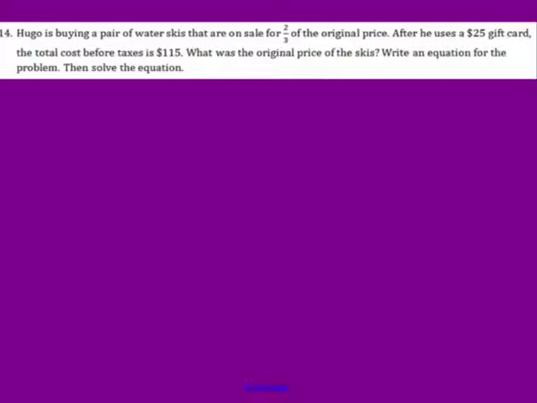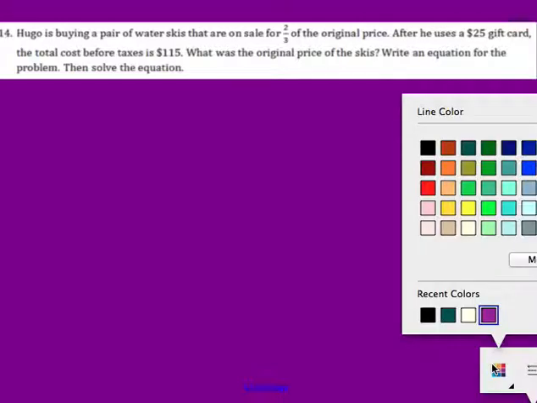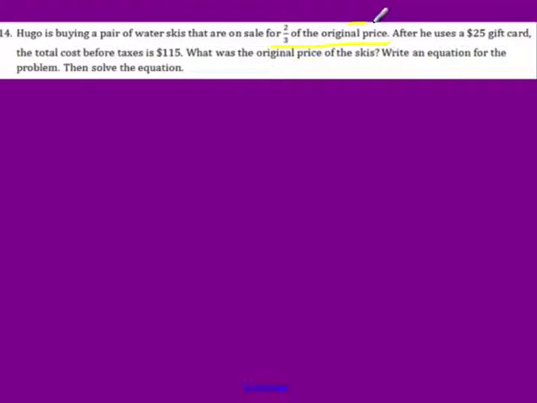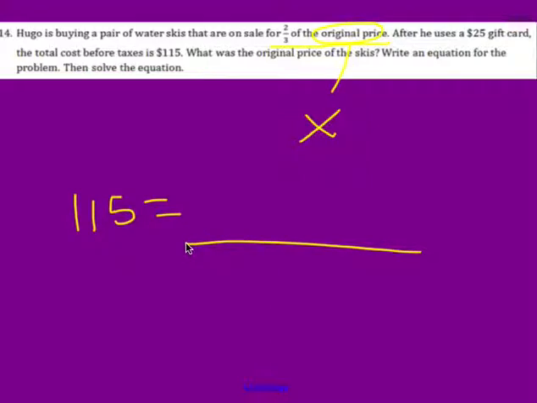Last but not least, let's take a look at number 14. Hugo is buying water skis that are on sale for 2/3 of the original price. Since we don't know the original price, I'm going to let x represent the original price. After he used a $25 gift card, the total cost before taxes is $115. So $115 is equal to whatever the sale and gift card and everything that we used is.